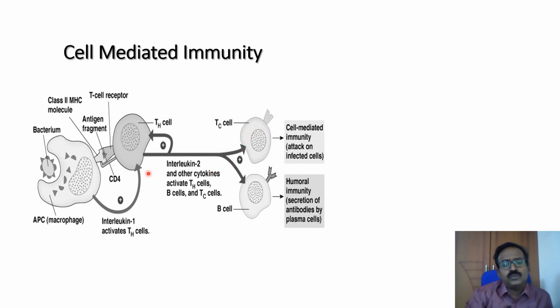Type 2 helper T cell releases interleukin 2 and cytokines, and it stimulates the plasma cells or B cells to produce the antibody. It has a role in antibody-mediated immunity, or humoral immunity. So the helper T cell plays a role not only in cell-mediated immunity but also in humoral immunity.